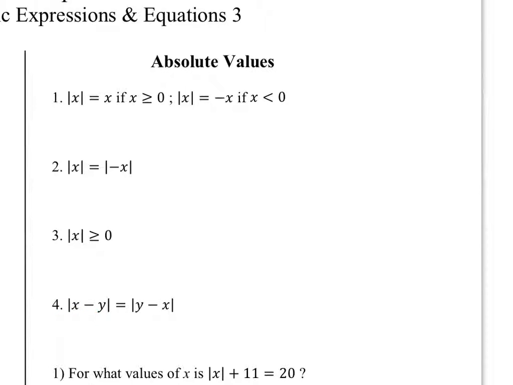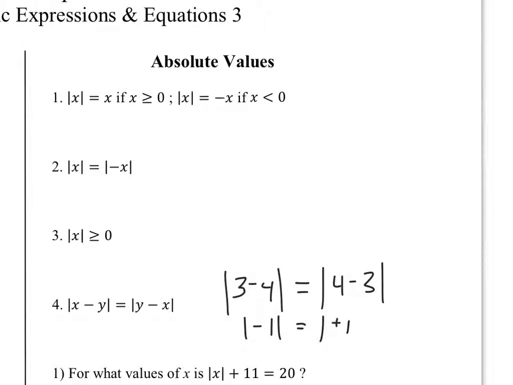Looking at number 4, this is saying that if you subtract two numbers, it doesn't matter the order in which you do it if you make them positive at the end. So for example, if I had 3 minus 4, or if I subtracted 4 minus 3, in both cases I'm going to get some version of 1, either a positive 1 or a negative 1. So then once I get that one number, negative 1 or 1, and I take the absolute value of it, it's going to be 1 equals 1.